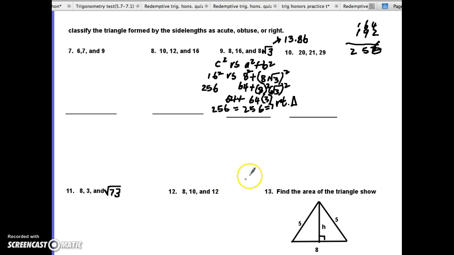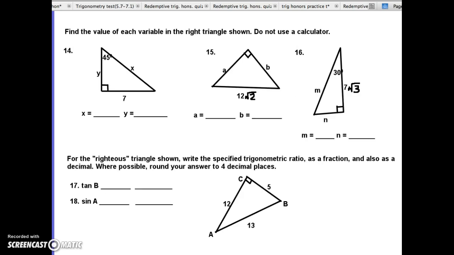All right. I think we've already done one on the area, so I'm going to leave that one. Let's take a look at special right triangles. It says find the value of each variable in the right triangle shown. Do not use a calculator.